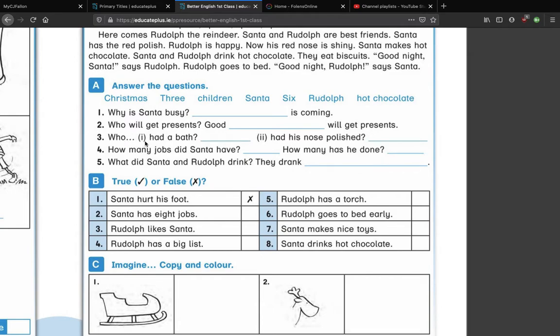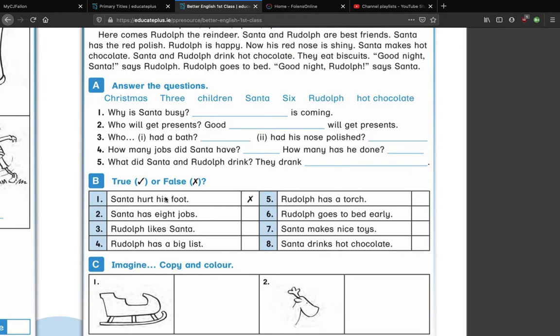Who, number 1, had a bath? Number 2, had his nose polished. So who had a bath and who had his nose polished? Number 4, how many jobs did Santa have? How many were there altogether? How many has he done? So how many ticks has he got? Number 5, what did Santa and Rudolph drink? They drank blank.